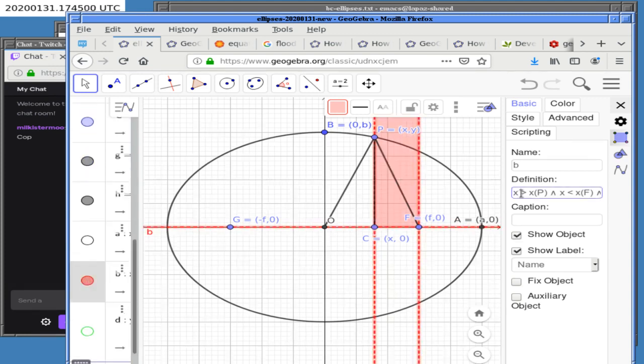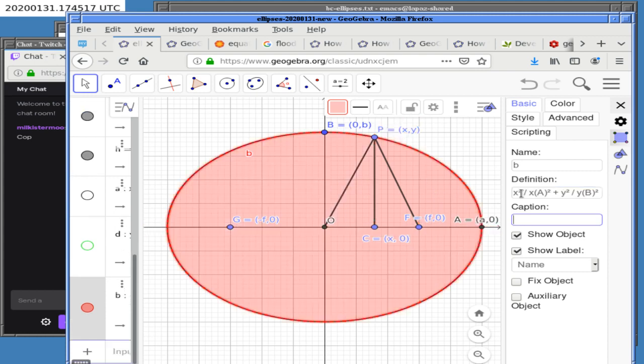All right. So here we're going to say x squared over A, which in this case is the x value of A squared, plus y squared over B, which in this case is the y value of B squared, is less than 1. That should put us within the ellipse. That's what we want. There's more. And we want x to be greater than px.